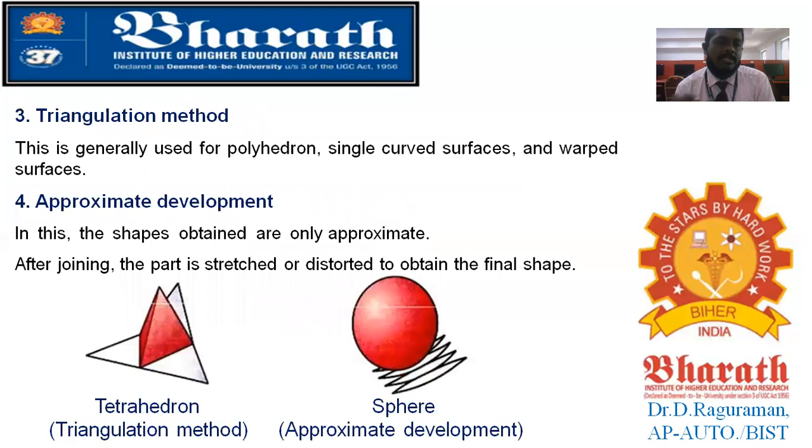Now the third methodology is the triangulation method. The triangulation method is especially followed for a polyhedron. Here you have the example of the tetrahedron. The surfaces are unwrapped, and it is used within the triangulation method. You will have a formation of triangle surfaces, because it is not a regular object, so you can't follow a parallel line method or a radial line method. Directly, the triangulation method is what you prefer for a tetrahedron. And approximate development is especially for a sphere. The shapes are obtained only approximately. After joining, the part will be stretched or distorted to obtain the final shape.